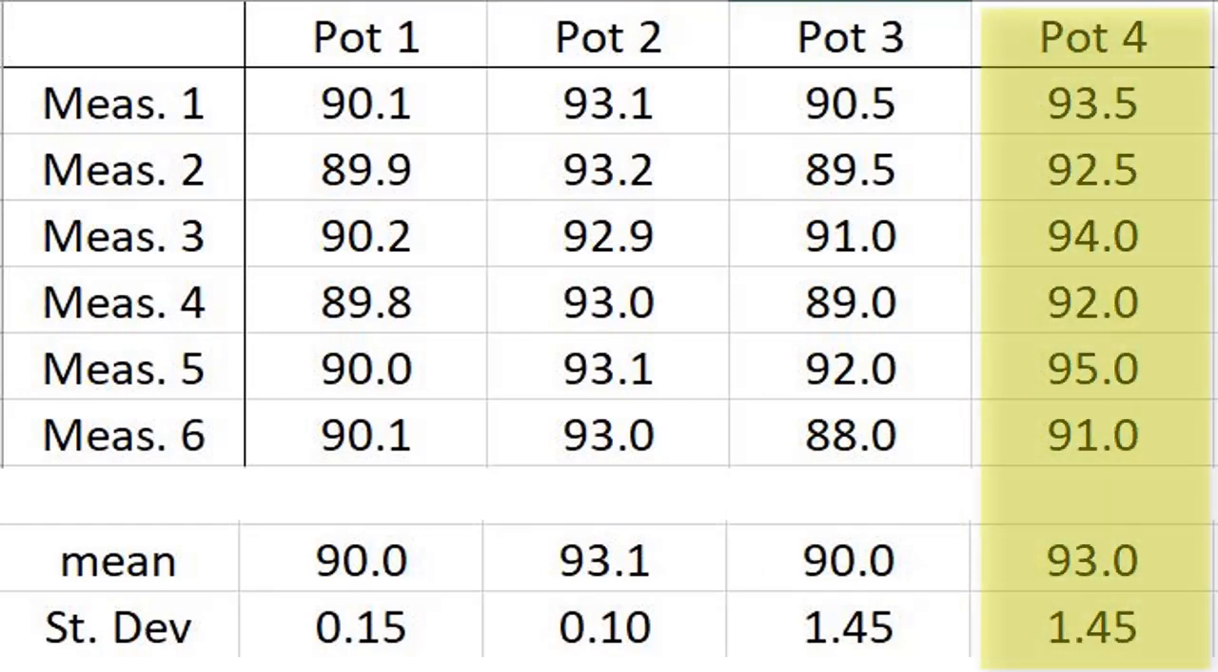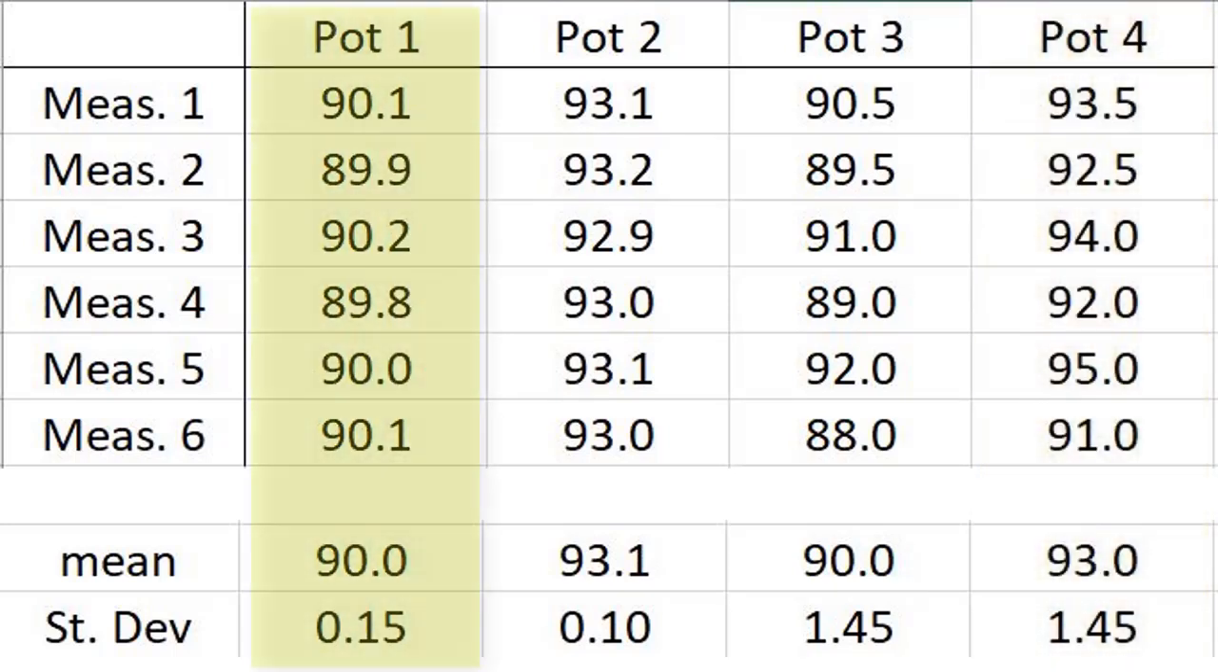This potentiometer is one that is neither precise nor accurate. The numbers are widely spaced apart, and the mean of the values is also not very close to 90. This potentiometer here is the one that is both precise and accurate. Its mean is very close to the actual 90 degrees that we set the dial to, and its standard deviation is low, indicating that the spread of numbers is small.